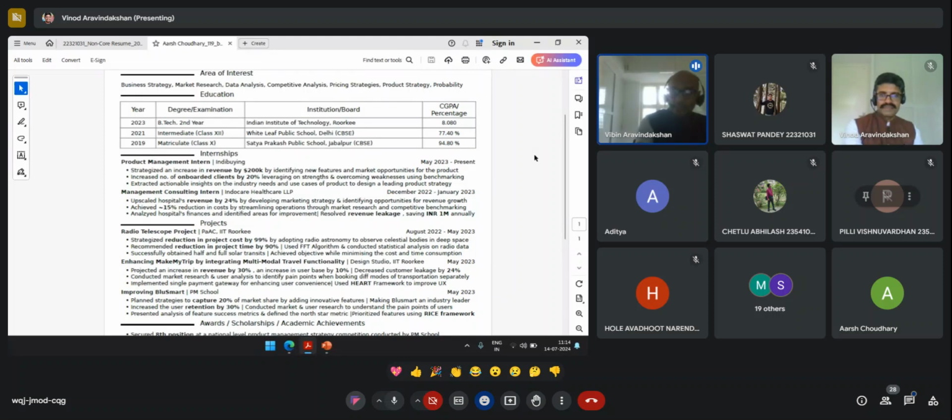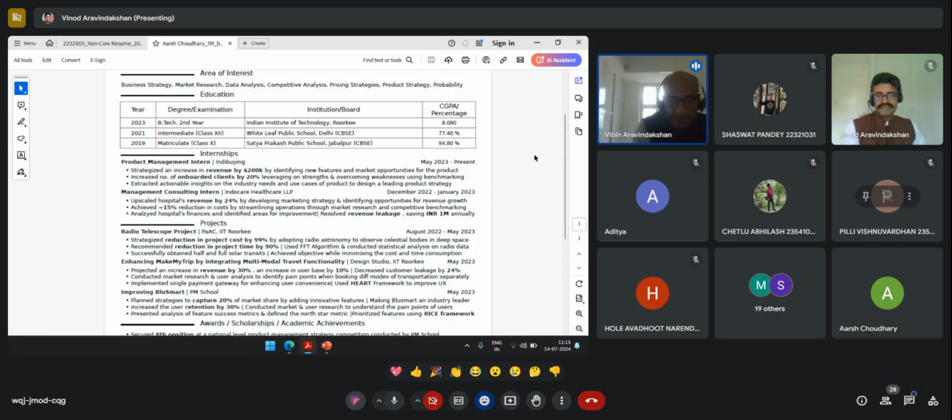Okay. Before I jump into details of projects, let's look into the key things. So order is correct. You always talk about your work experience first, the most impactful on the top, and then lesser impactful ones in that order. Okay, so product manager, I see here that there's a strategy for a revenue increase. There is an onboarding client increase by 20%.